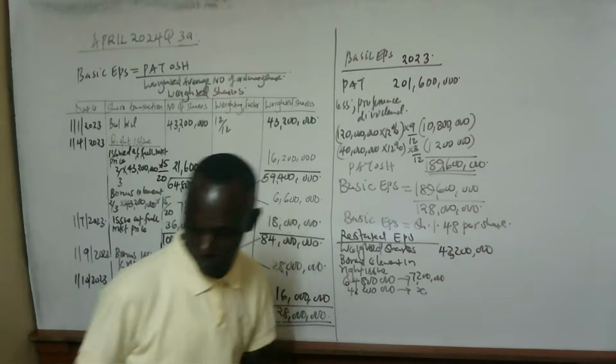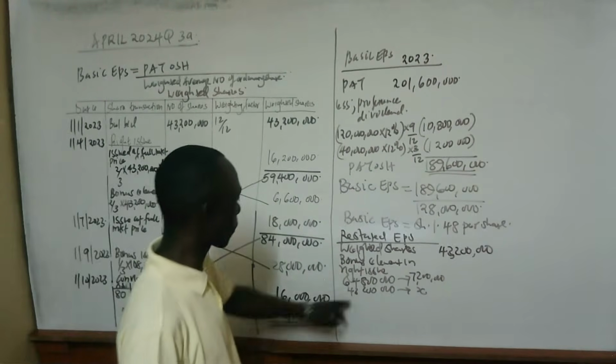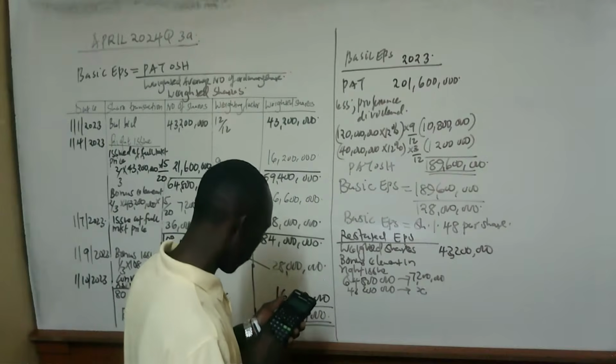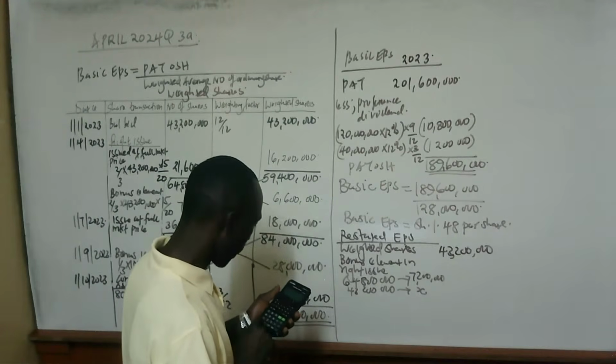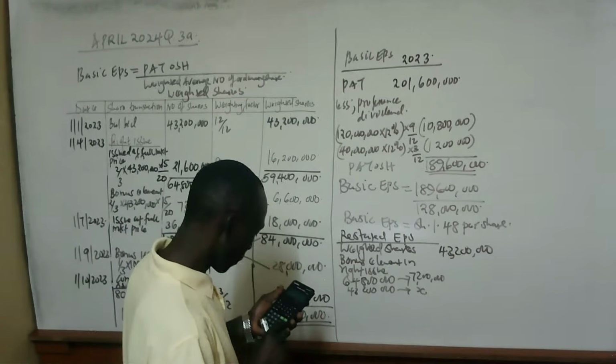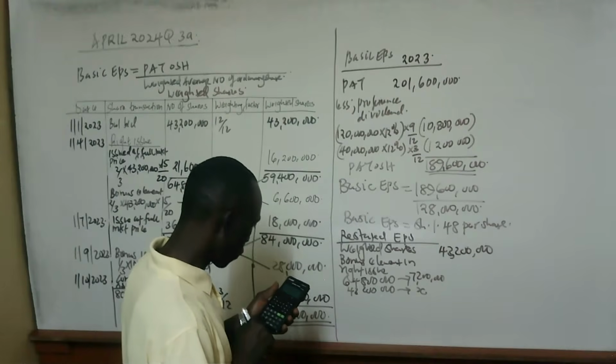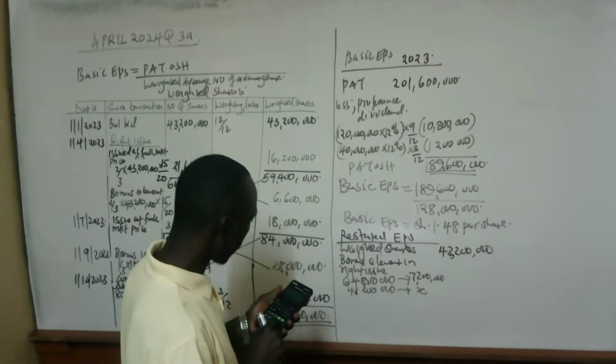Let us go to this exercise. So we cross multiply. It is going to be 43,200,000 times 7.2 million. Then we divide by what?